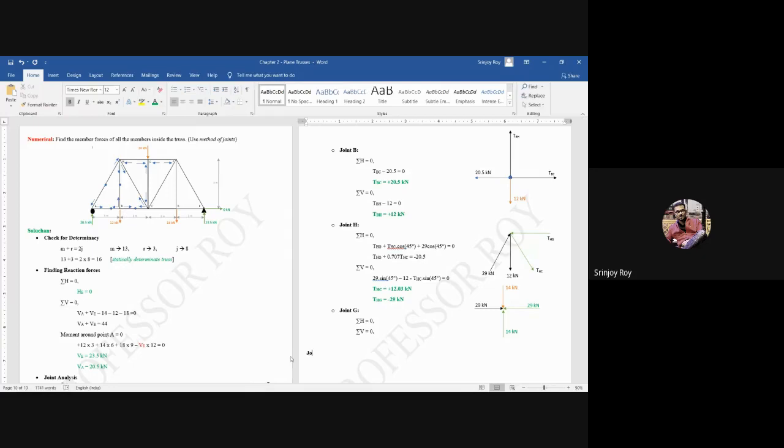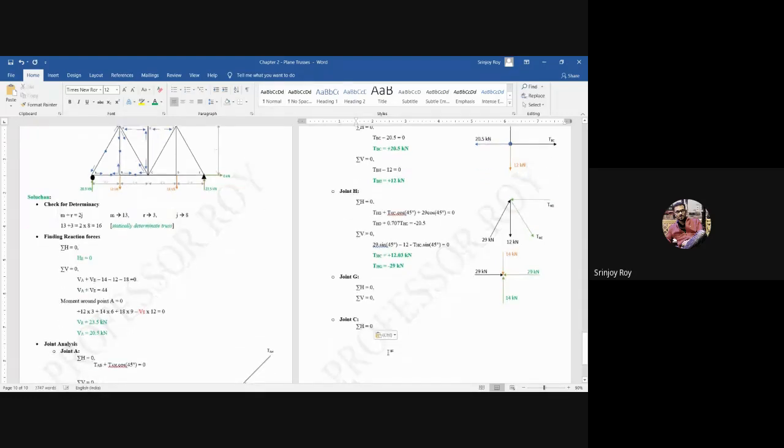Now what? Which joint? Joint C, isn't it? Look, at joint C, yes, you can have two different running forces. Solve it and tell me how much. So just draw the things.